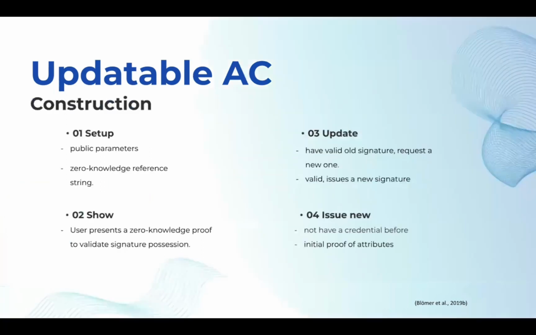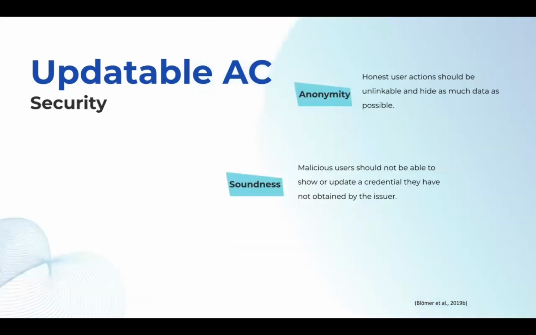In updatable AC construction, the setup includes public parameters and a zero-knowledge reference string. It can secure transactions. When showing credentials, users present a signature and proof of their attributes. The signature is verified using zero-knowledge proof for anonymity. To update credentials, users prove they hold a valid old signature and request a new one to change the details. The issuer checks the proof, and if it is valid, issues a new signature. For users without signatures before, the issuing process is similar to updating, but focuses on the initial proof of attributes.